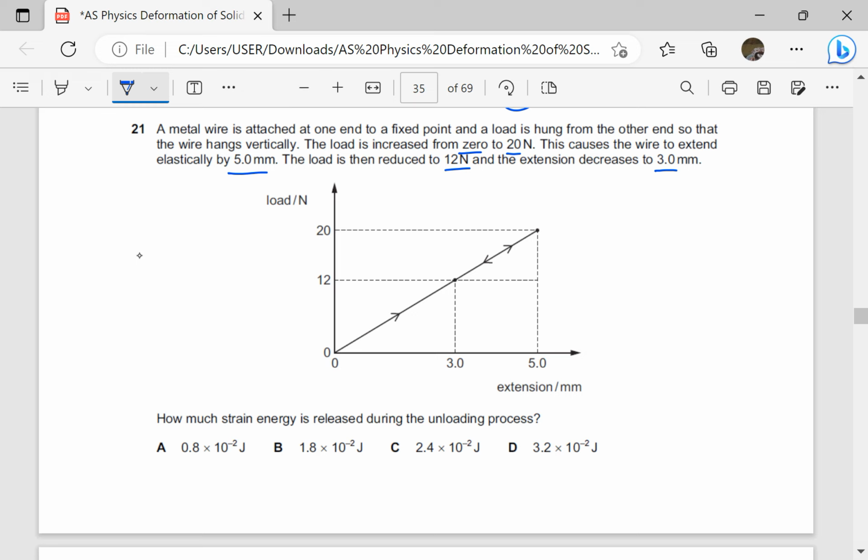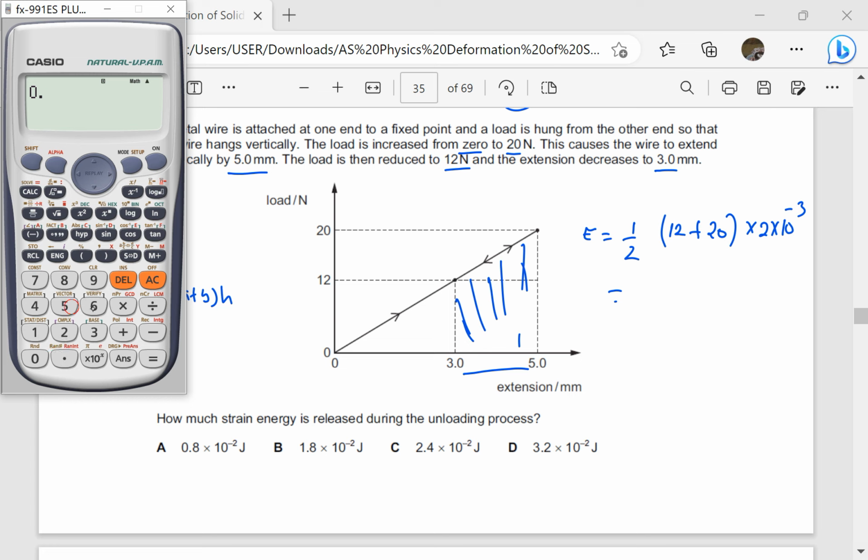During the unloading process, energy is going to be equal to, so we want this area here. So energy is going to be equal to a half. I'm going to consider this as a trapezium. So this is going to be 12. That is a half into A plus B times height, area of a trapezium. So let A be 12, B will be 20. Then the height is going to be this one, which is 5 minus 3, which is 2 times 10 power negative 3.